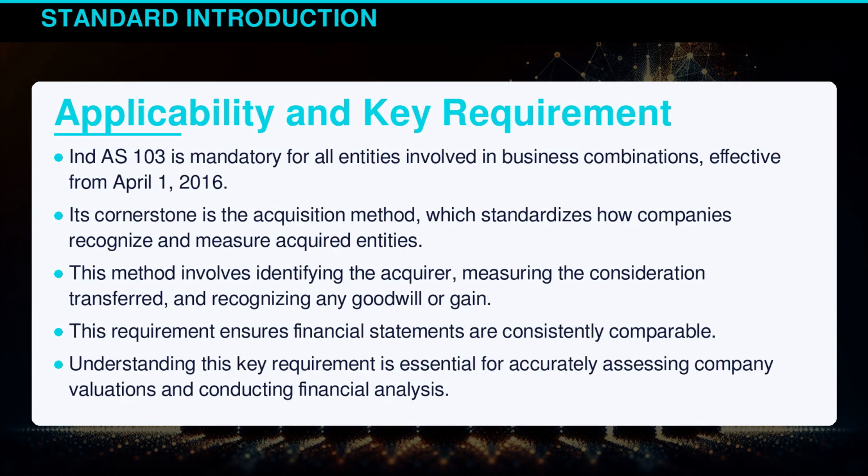Indian Accounting Standard 103 is mandatory for all entities involved in business combinations, effective from April 1, 2016. Its cornerstone is the acquisition method, which standardizes how companies recognize and measure acquired entities. This method involves identifying the acquirer, measuring the consideration transferred, and recognizing any goodwill or gain. This requirement ensures financial statements are consistently comparable. Understanding this key requirement is essential for accurately assessing company valuations and conducting financial analysis.